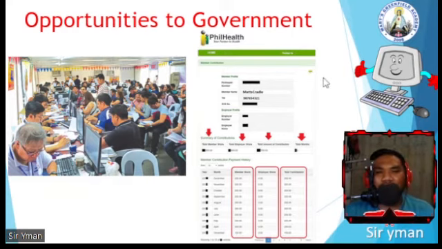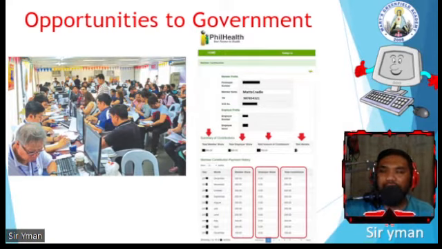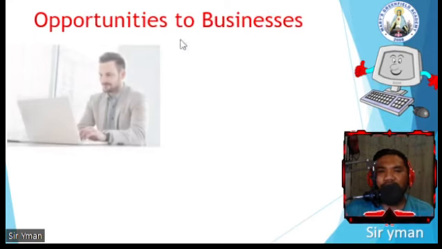This is PhilHealth. You can always track your record online. Okay? So you don't need to go to the PhilHealth office to get your information, for example how much you have contributed. You can always track your contributions online. So that's what the internet does for government, and for businesses, okay?